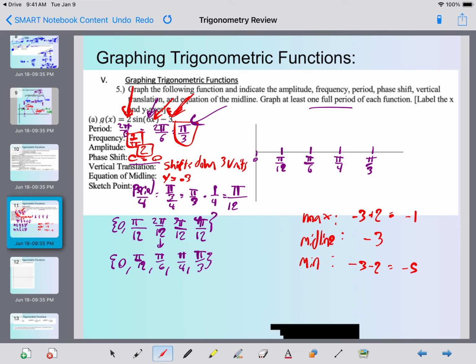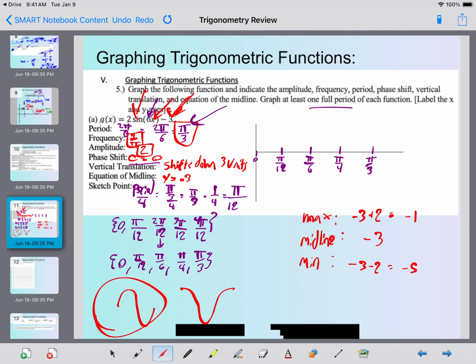This is a sine function, right? Sine starts at the midline. If it was cosine, it would start at the maximum, unless they're negative, and then you would flip both. Right? So it's sine. We start at the midline, -3. So we know we're going to have -1 on here, -2, -3, -4, and -5.